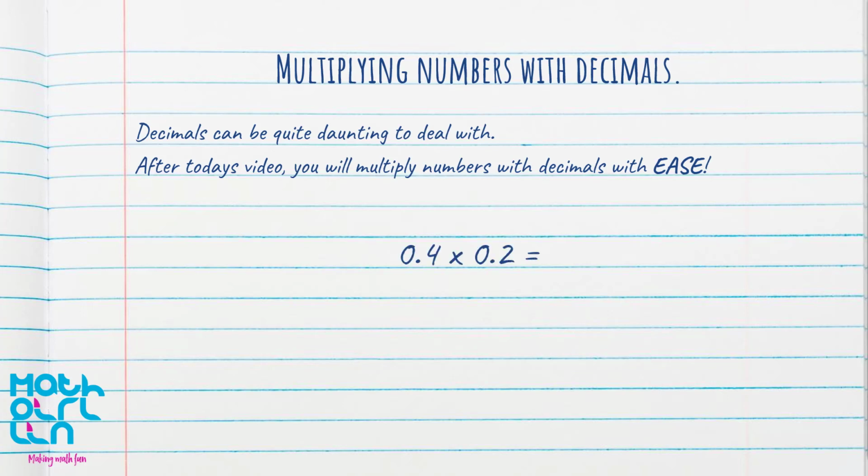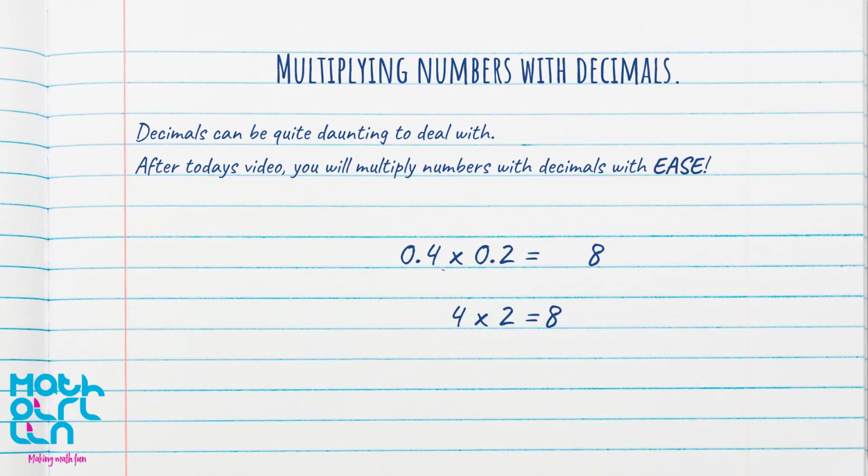0.4 times 0.2. How I deal with it is to ignore the decimals for the moment. I look at 0.4 times 0.2 as 4 times 2. 4 times 2 is 8. Now all you do is look at your question again and count how many numbers there are after the decimal.